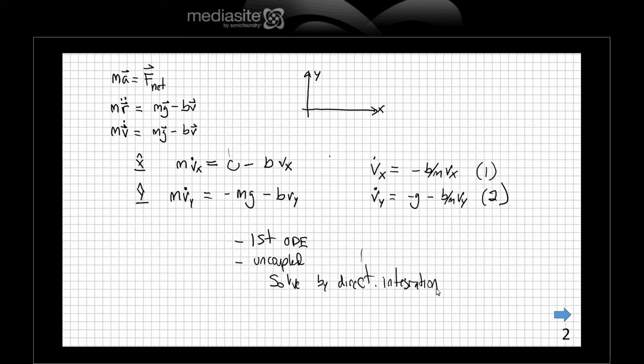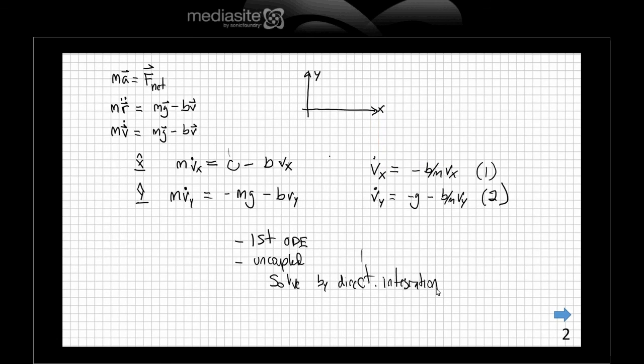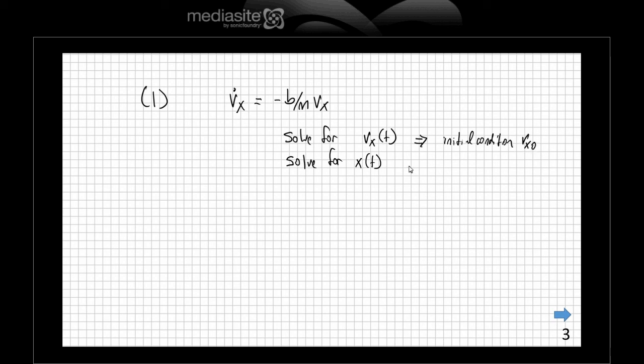So what are we going to do in class next? Let's go back and take a look at Vx dot, equation number 1. Vx dot is equal to minus b over m Vx. In class, we're going to solve for Vx as a function of time. Then once we have Vx as a function of time, we can integrate again and solve for x as a function of time. Notice in order to do this, we have to have initial conditions. The initial condition is Vx naught, and then to get this completely, we also need an initial condition of x naught, or x at time t equals 0. That's the first thing we're going to do in class.